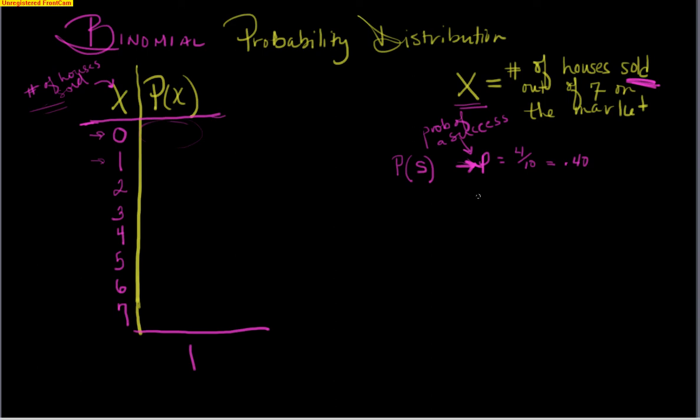All right, so if there is a success, that means there must also be a failure, and we denote a failure by the small case letter q, and all that means is the probability of the complement, of not selling a house.